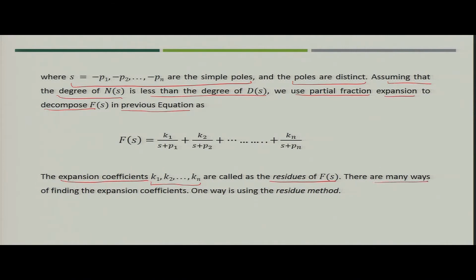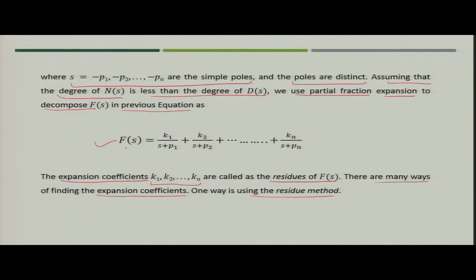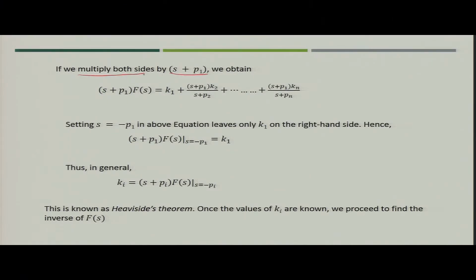Now, there are many ways through which you can find the values of these expansion coefficients. The most popular technique is the residue method. In this, what will we do? We will multiply both sides by (s+p1). If you see the expression for the Laplace transform which we decomposed into various terms, the first term has the denominator (s+p1). So, we will first multiply both sides by (s+p1).